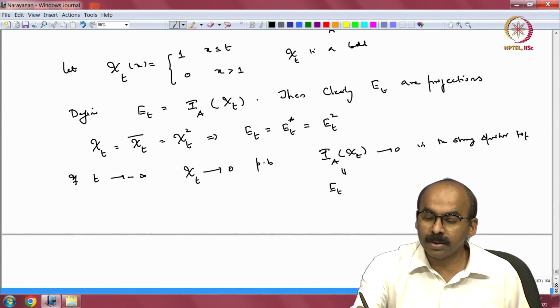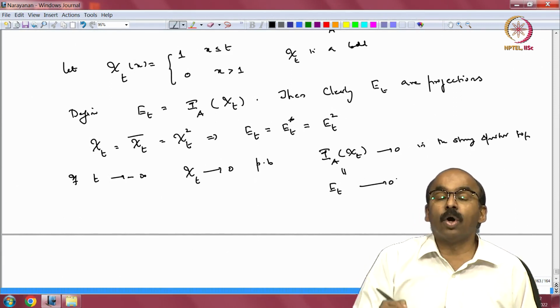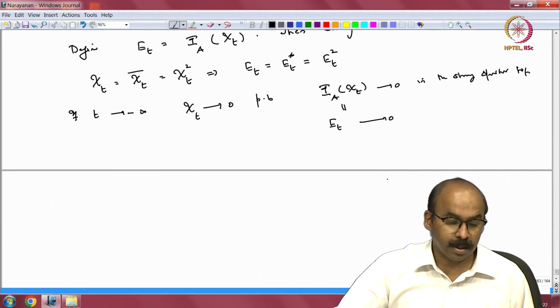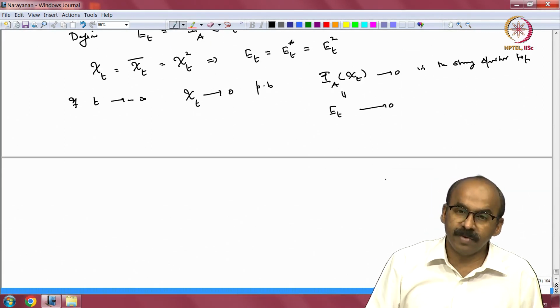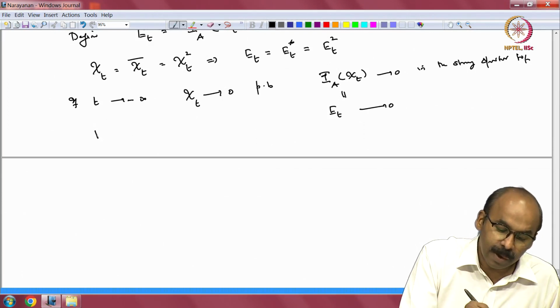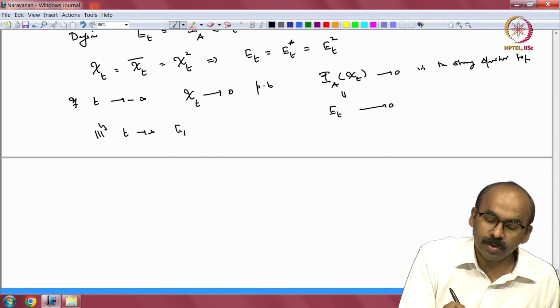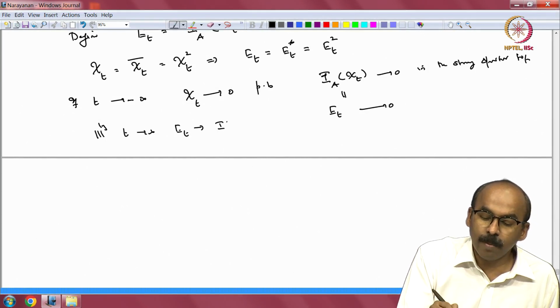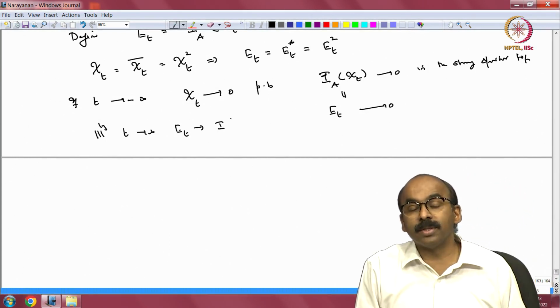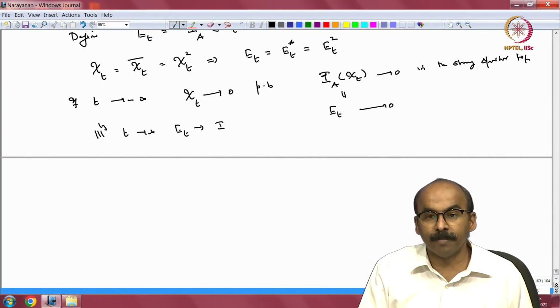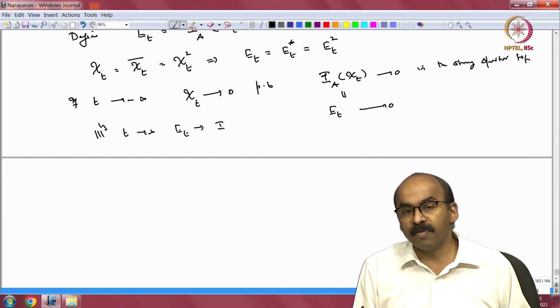Strong operator topology, right. So this goes to 0 in the strong operator topology, and that is precisely the condition that t going to minus infinity, E sub t should go to 0. Similarly, t going to plus infinity, E sub t goes to the identity operator, because chi sub t goes to the constant function 1, and the constant function 1 goes to the identity operator. But this is happening in the strong operator topology because the convergence is pointwise and bounded.